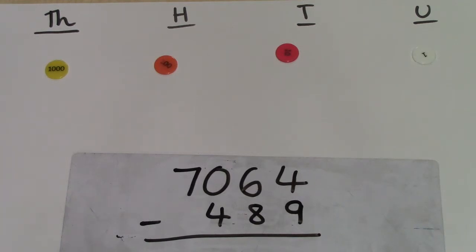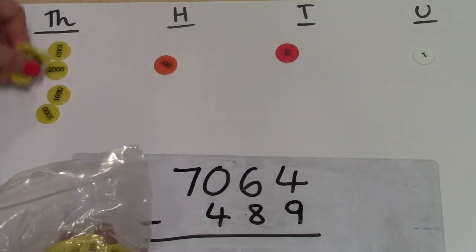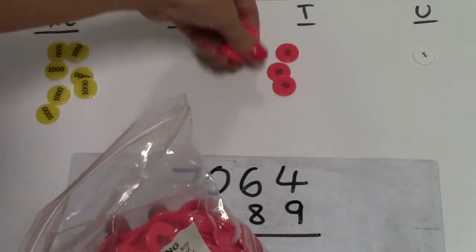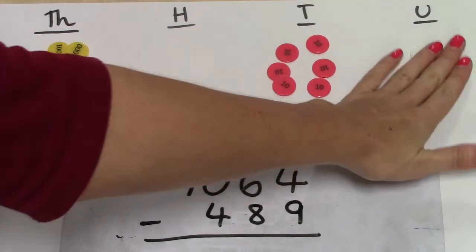Okay, so let me make that up here. So I need 7,000. 1, 2, 3, 4, 5, 6, 7. I don't need any hundreds, so I'm going to leave this space blank. I need 6 tens. 2, 3, 4, 5, 6, and I need 4 units. 2, 3, 4. Okay, so I've got 7,064, so I'm going to try and take away 9 units from here.